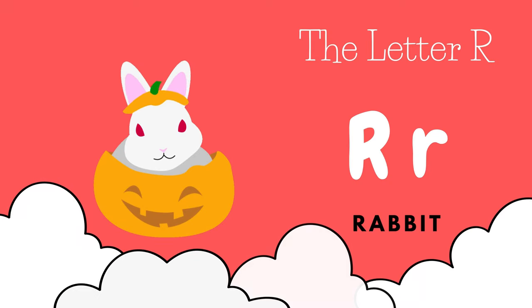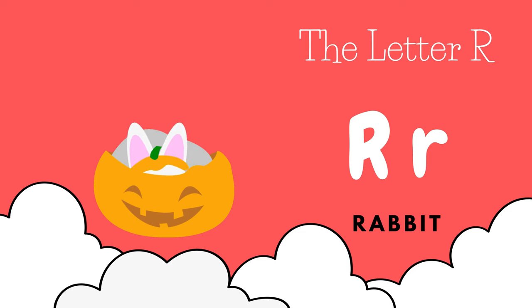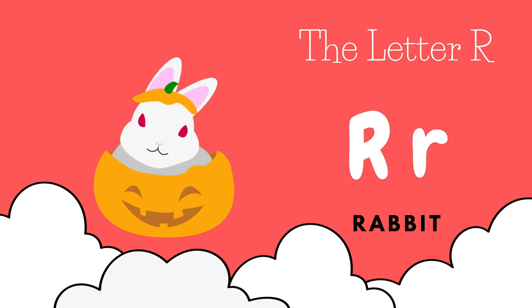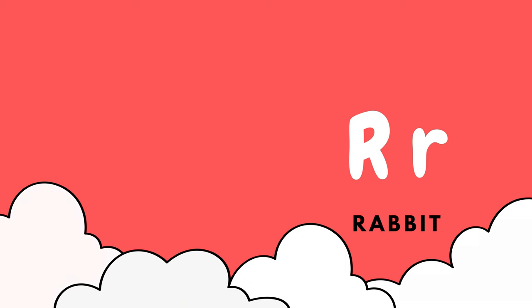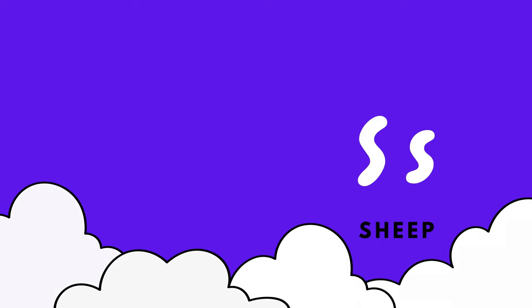The letter R. R is for rabbit. The letter S. S is for sheep.